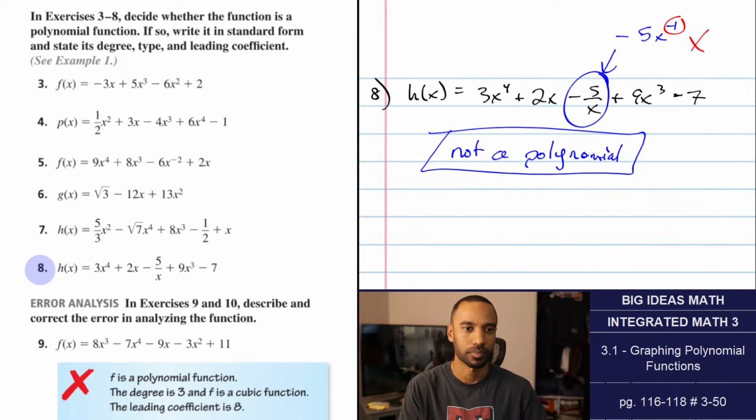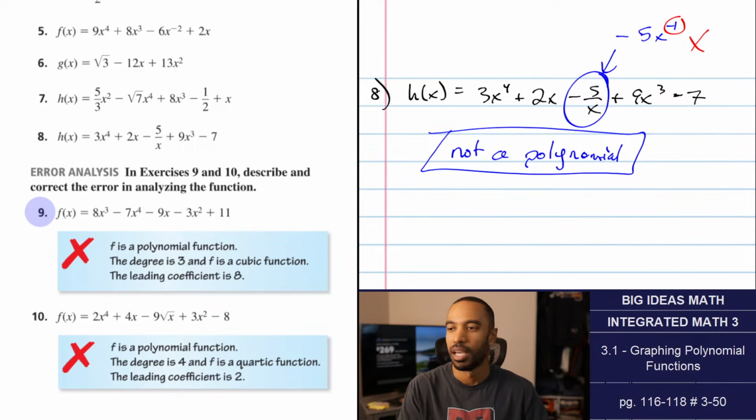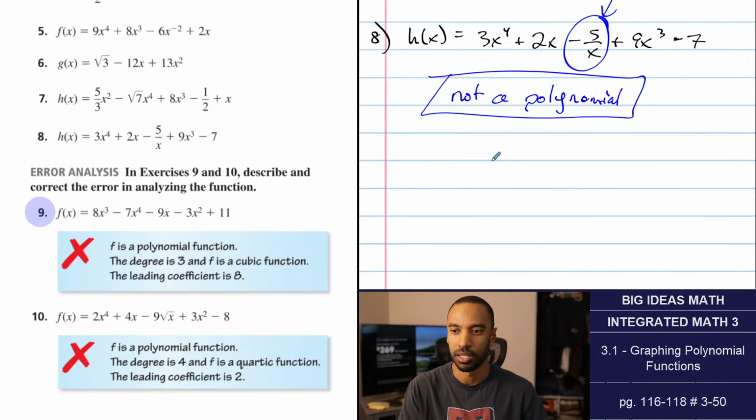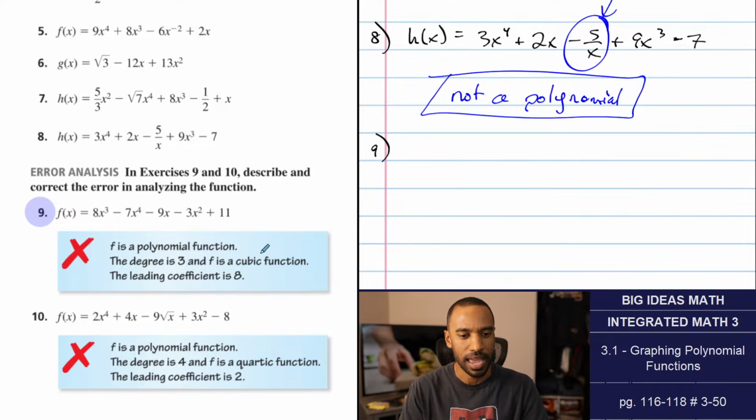Okay. All right. Let's go to numbers 9 and 10 on error analysis. In exercises 9 and 10, describe and correct the error in analyzing the function. All right. This one here, f of x equals da da da. F is a polynomial function. The degree is 3, and f is a cubic function. The leading coefficient is 8.